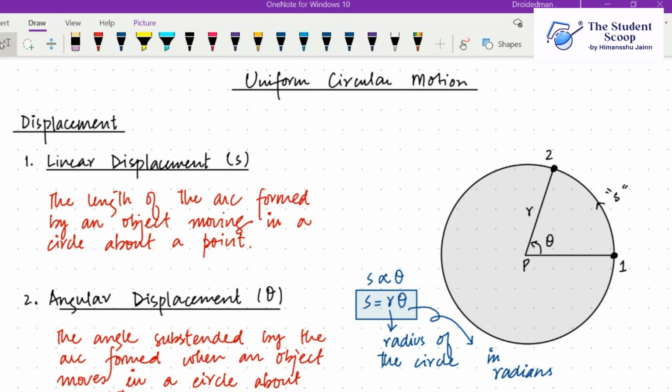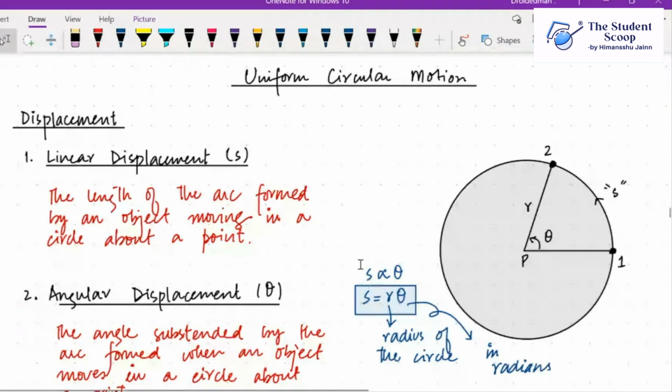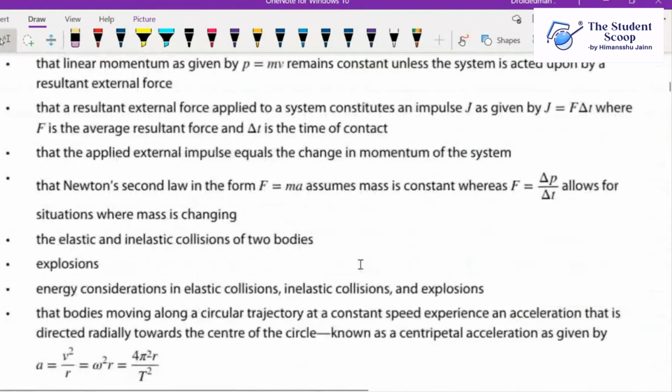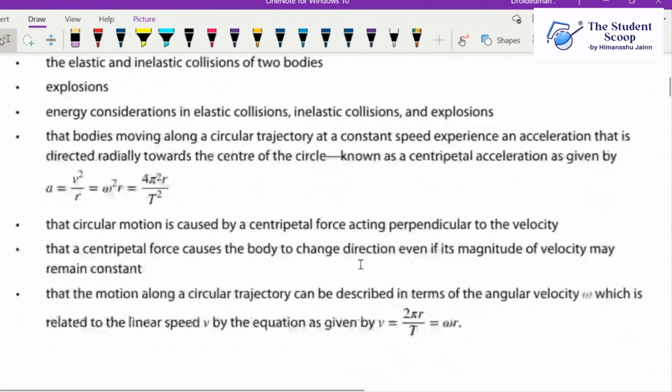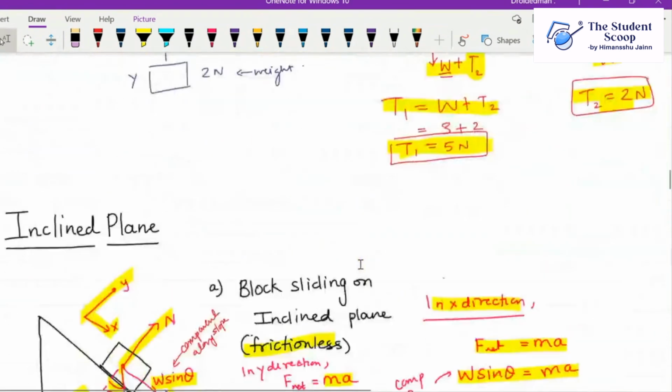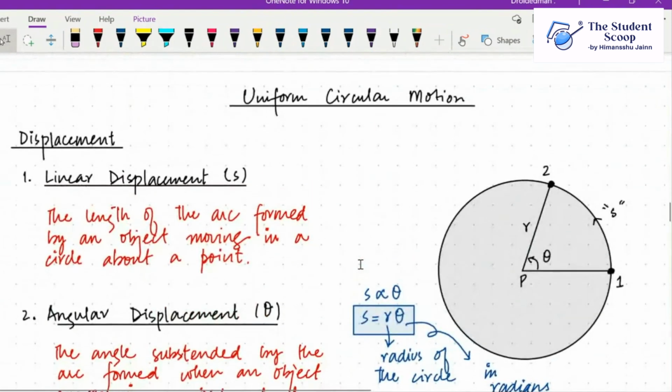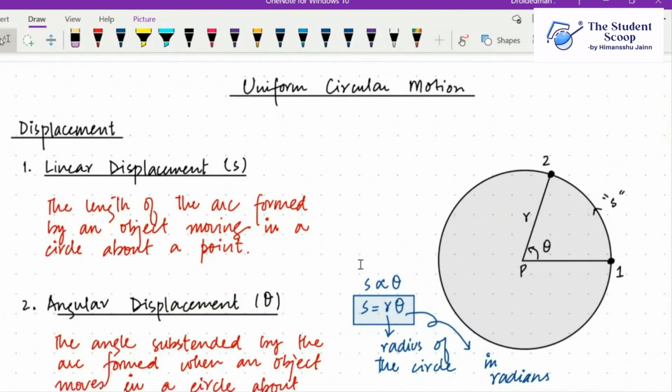Now, if we look at our guide, as per the syllabus guide, we can see that we need to know what circular trajectories at a constant speed are and how the formulas of centripetal acceleration and centripetal force are used, along with some basic definitions of angular displacement and angular velocity. Okay, so starting with uniform circular motion, let's first define a few important terms.